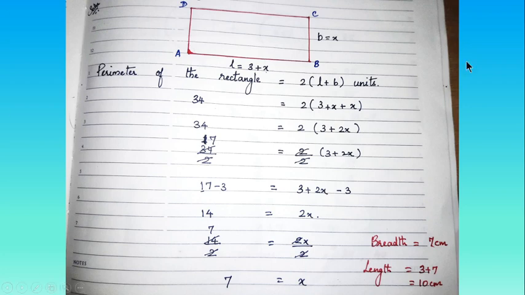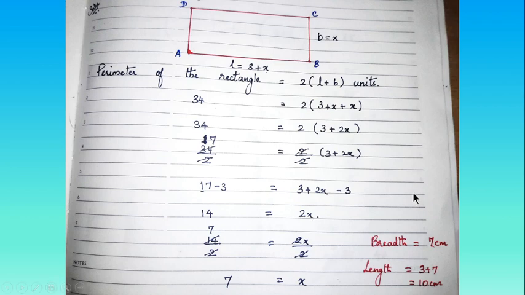Again, our aim is to find the value of x. So to eliminate 3 in the right hand side, the same number has to be subtracted in the left hand side also. So when I subtract 3 from 17, you will be getting 14. And what happens in the right hand side? 3 minus 3 gets 0. In the right hand side, you will be left over with 2x. So again, we have to find the value of x. That is, we have to simplify.